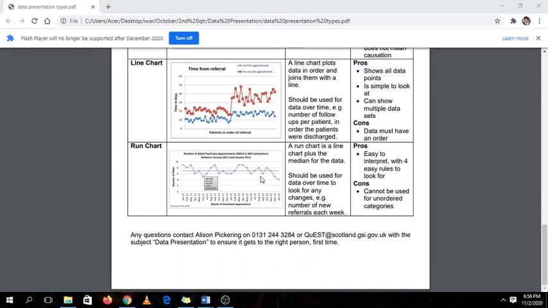Okay? And last, we have the run chart. It's a line chart plus the median for the data. So you can see here, the red line there states the median of the data. And of course, the individual data set.